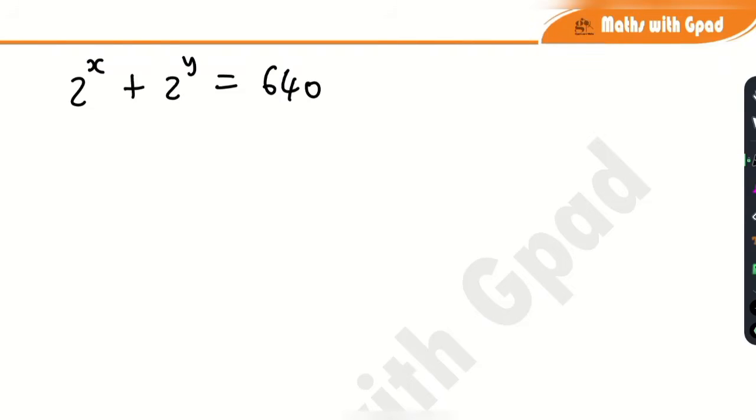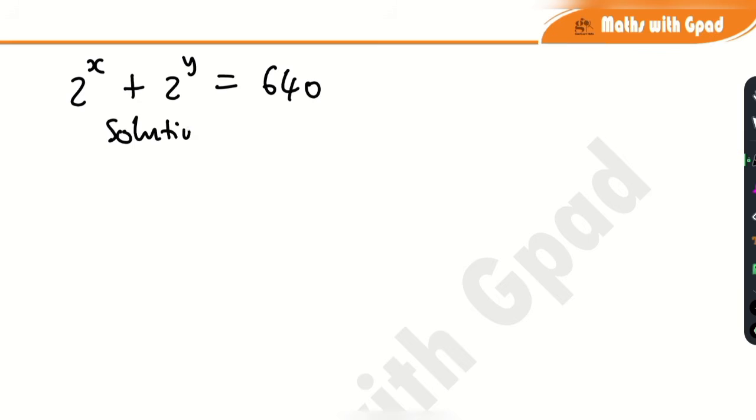In this video, I'm going to be solving this exponential equation, which is 2 raised to x plus 2 raised to y is equal to 640. Now, what I can do is to express 640 in terms of 2 raised to a certain exponent plus 2 raised to a certain exponent, okay? So let's start off by writing it like this.